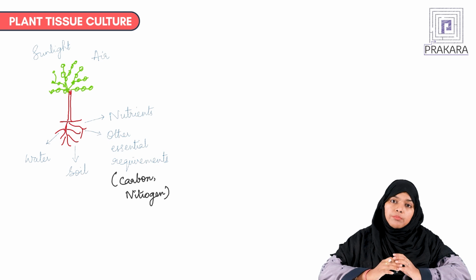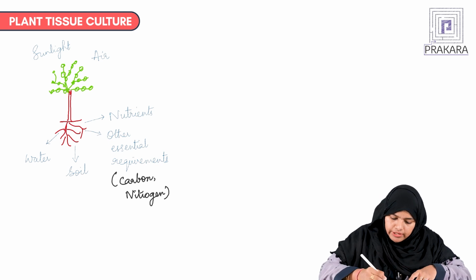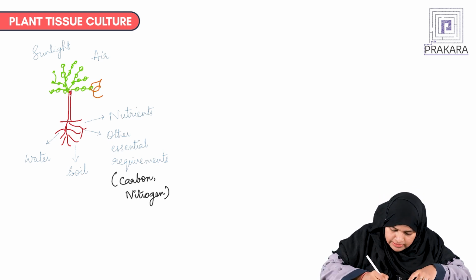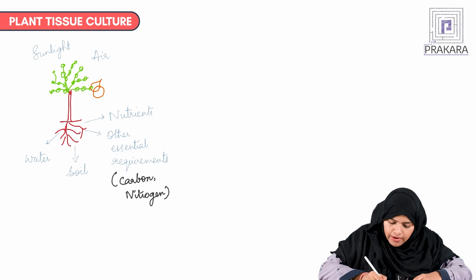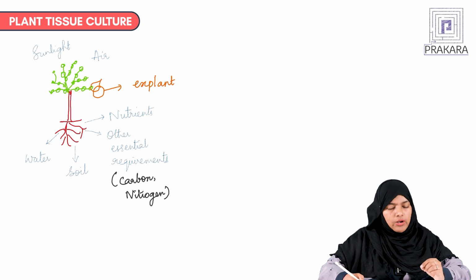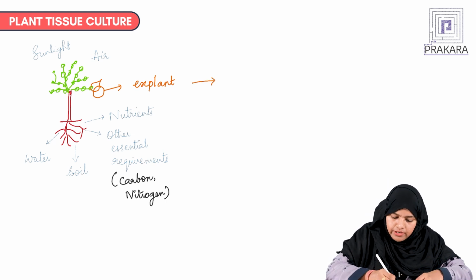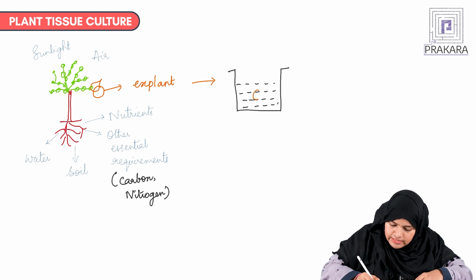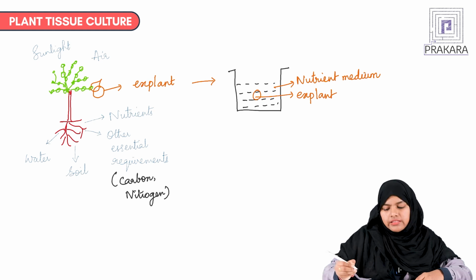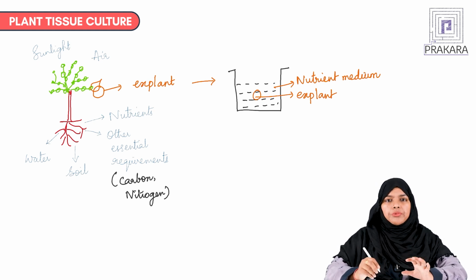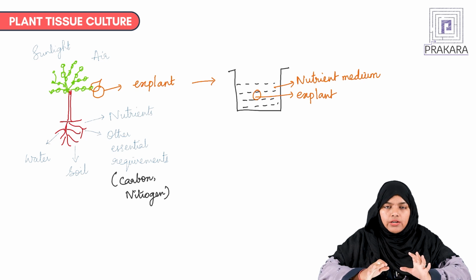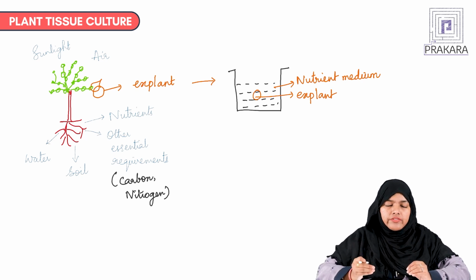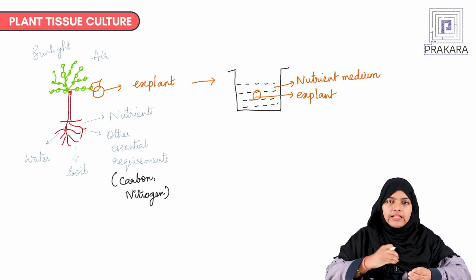What I'm going to do in plant tissue culture is, suppose I consider this as a leaf, I'm going to take a part of the leaf which I call an explant. I'm going to consider a small part of a plant, and then place it in some nutrient medium. I'm going to place this explant in the nutrient medium and then wait for it to grow. This process occurs without the presence of soil. I'm not going to add any soil to it.